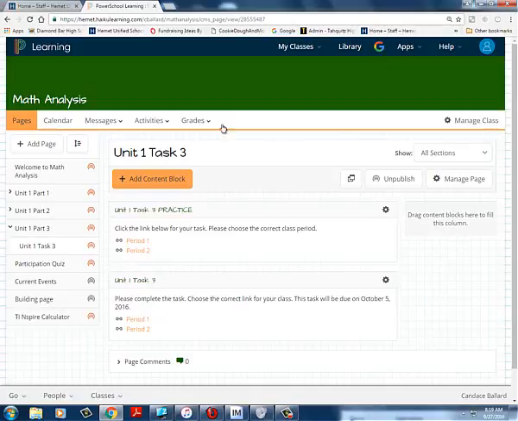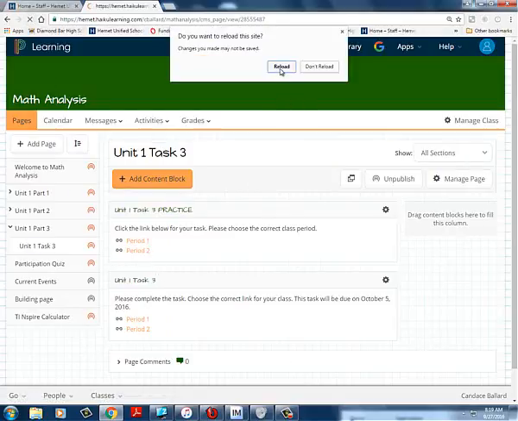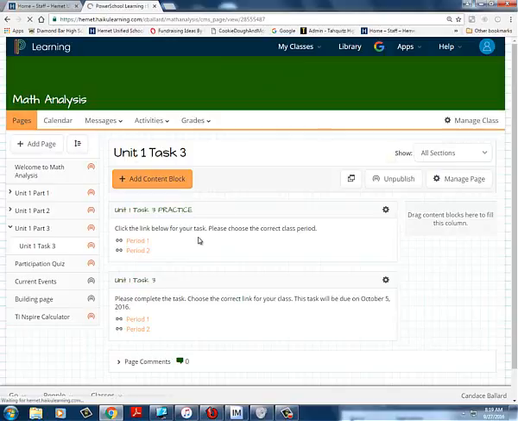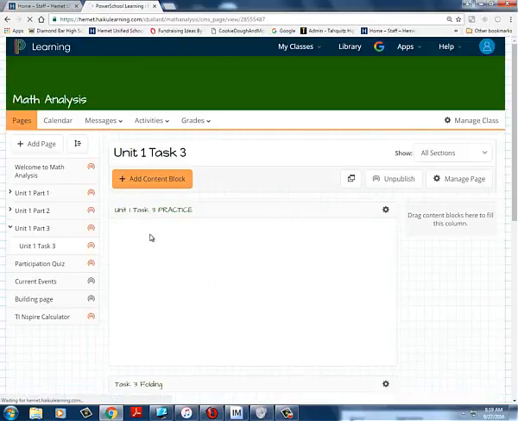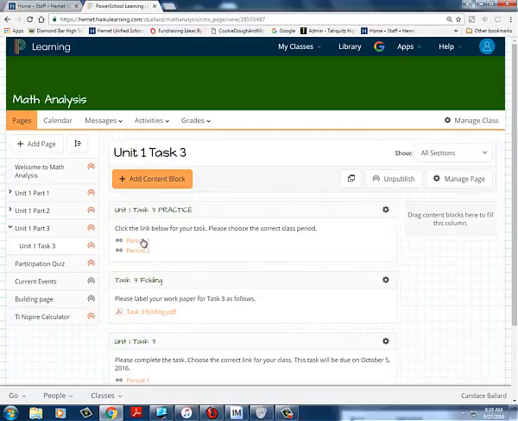I want you guys in your math analysis haiku. So everybody's now switching over to your Chromebook. And I want you in Unit 1, Task 3. And we're going to do this Task 3 practice right now. Okay. Oh, I need to refresh. Mine doesn't quite look like yours. Yes, reload, because I added one more thing on there. Yep, there we go. Okay, so click on Period 1.